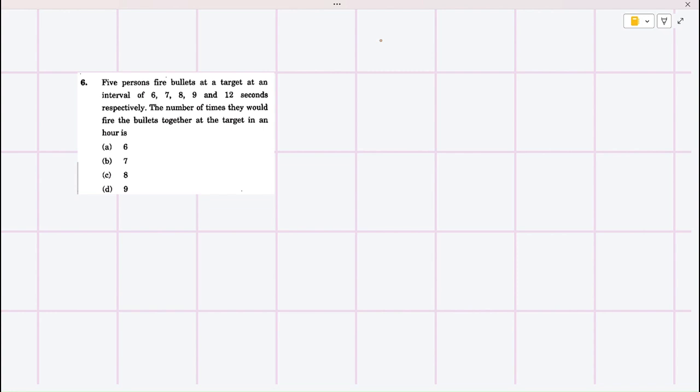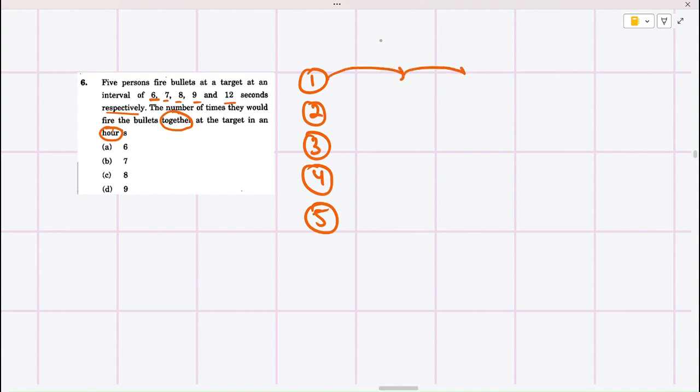Five persons fire bullets at a target at an interval of 6, 7, 8, 9, and 12 seconds, respectively. The number of times they would fire the bullets together at the target in an hour is. तो यानी कि बेसिकली वो कह रहे हैं कि there is this first person, second person, third person, fourth person, and the fifth person. And what happens is this first person fires the bullet after an interval of 6 seconds.